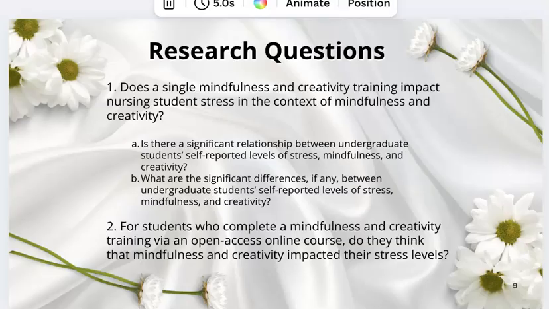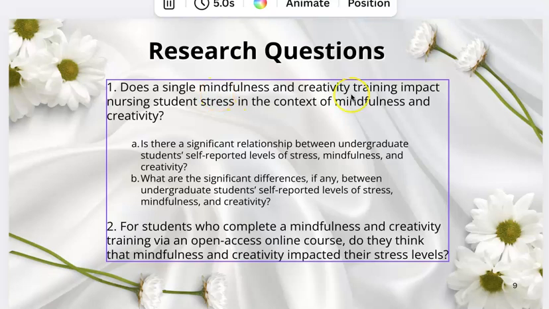So in question number 1, you can see that I wrote, does a single mindfulness and creativity training impact nursing student stress in the context of mindfulness and creativity? So is there a significant relationship, and what are the significant differences? Now, when you think about this research question, again, this is getting very deep in the weeds here, but how would we know if mindfulness and creativity training impacts nursing student stress? And how would we know about relationships and differences? We would have to do a quantitative study, right? We're going to look at before and after. So this would be a quantitative component of the study.